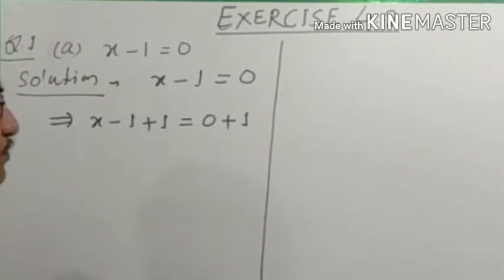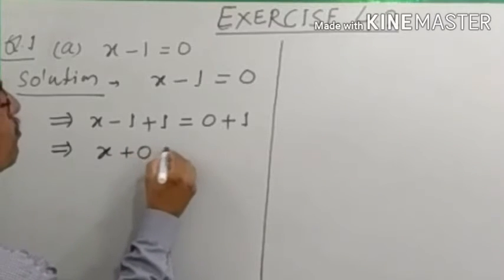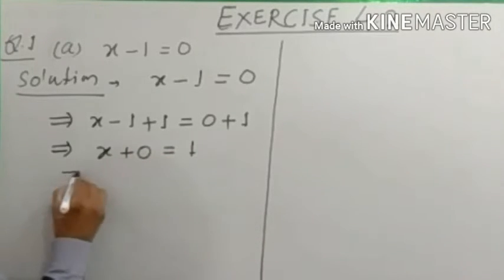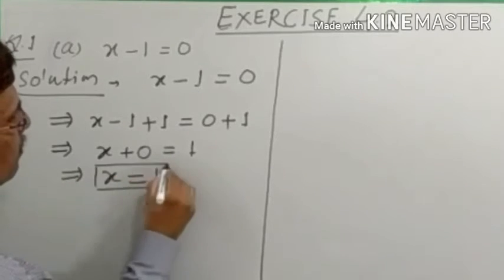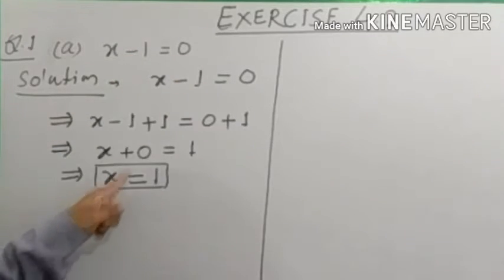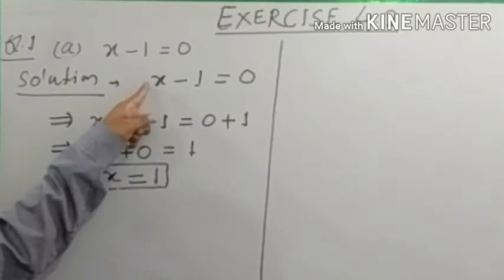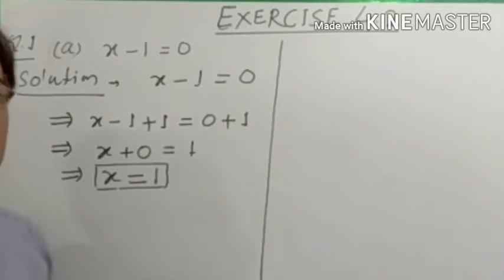You have already learned x plus 0 is equal to 1, means x is equal to 1 is the solution of the given equation. If we put 1 in place of x, 1 minus 1 is equal to 0. So 1 will satisfy the equation.